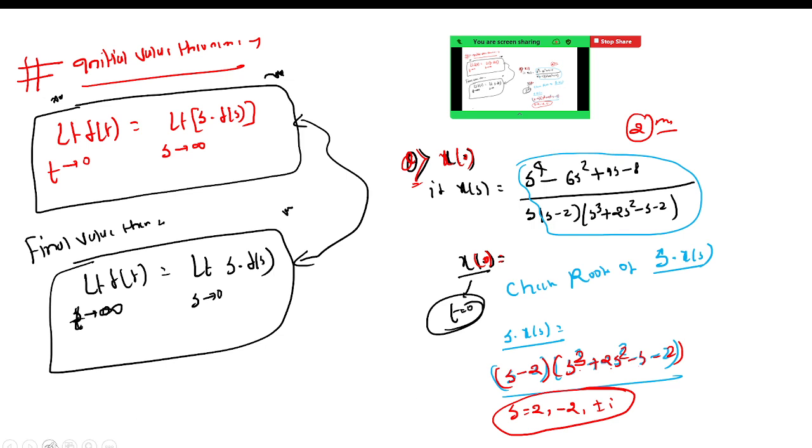Since here one positive root is coming, and the other roots are of this particular kind. I have told you we have to look at the real part of the complex root, but here there is only an imaginary part, so don't bother about these things. So here we are getting a positive root. Once the positive root is there, the initial value theorem cannot be applied directly.